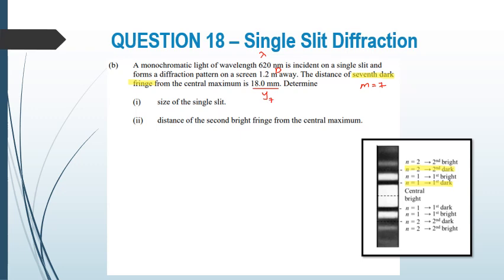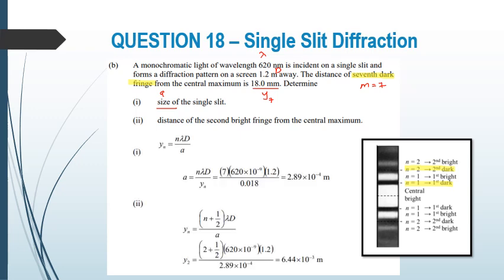The size of the single slit, so the question is asking for small letter a. You have y, you have D, you have lambda, you have m, therefore you can use them to find a by applying the equation for dark fringe, which is y equals m lambda D over a. So this is the equation for dark fringe.